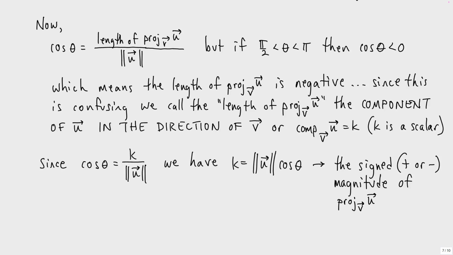So cosine of the angle between u and v would be k divided by the length of u, just using right triangle trig. So multiply both sides by the magnitude of u, then k is the magnitude of vector u times cosine of theta. Theta is the angle between u and v. So k could be positive or negative, because cosine could be positive or negative. So basically just think of k as the signed, which just means positive or negative, magnitude of the projection.